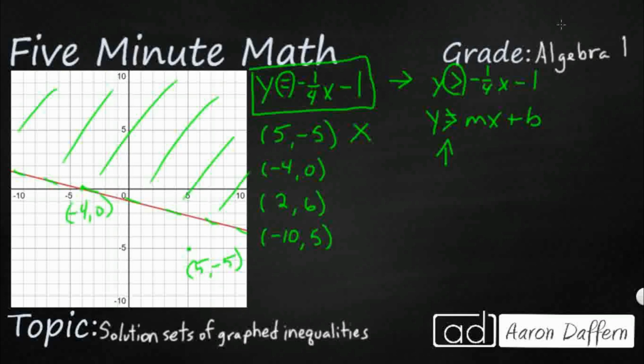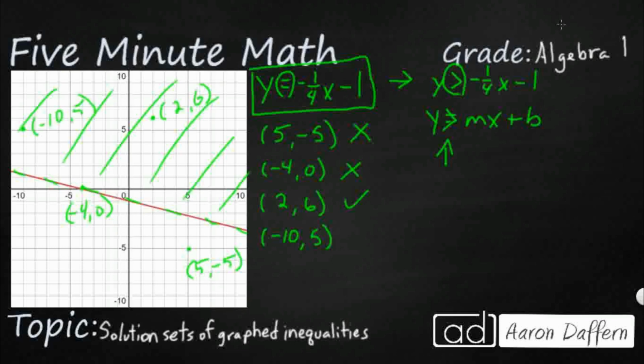Negative 4, 0. But you know what? That's a dashed line. It's not a greater than or equal to, which is a greater than, so I cannot include it. And then look at this 2, 6. Oh, that's easily in our solution set. And then negative 10, 5. That's also in our solution set.